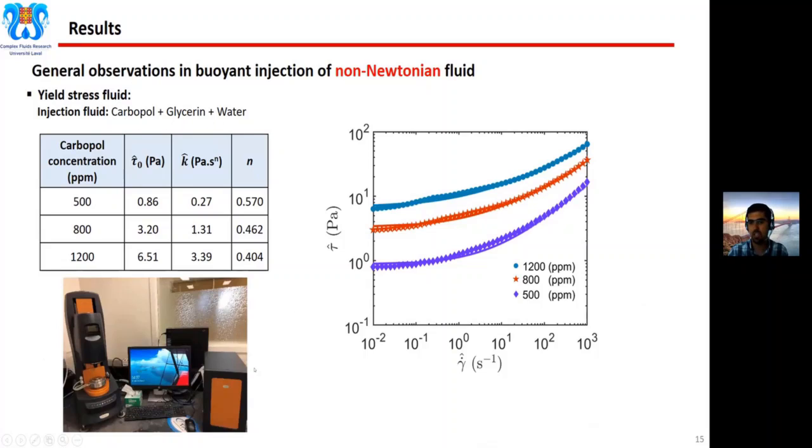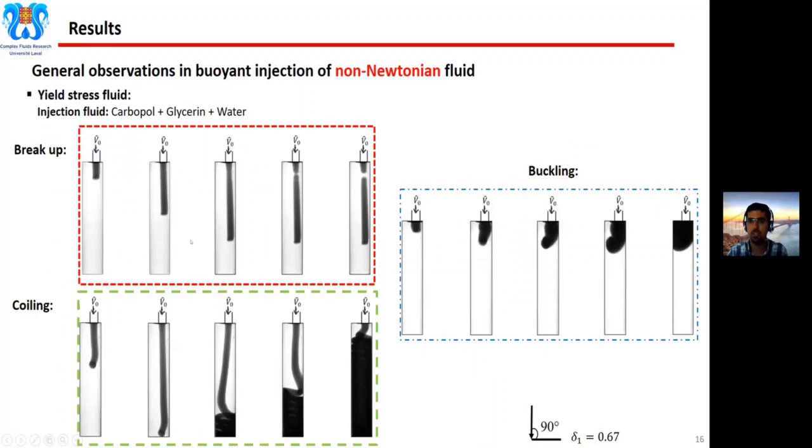Again, we have used a rheometer to measure the rheological parameters of the fluid. Here is the graph for the fluids that we have prepared. That is the shear stress versus shear rate, and you can see the different yield stress of the fluids. As a result for the yield stress fluid, we have found three different regimes: breakup, coiling, and buckling.